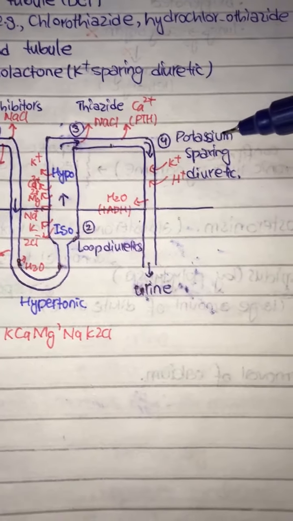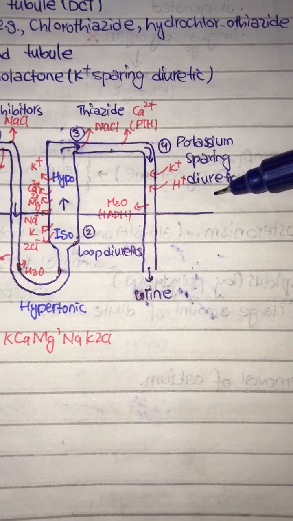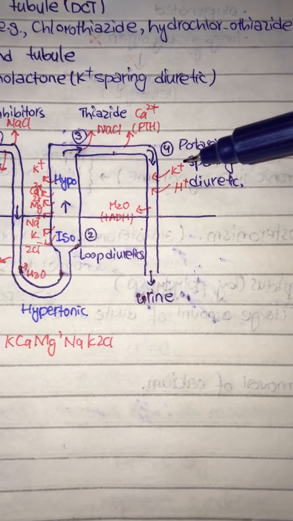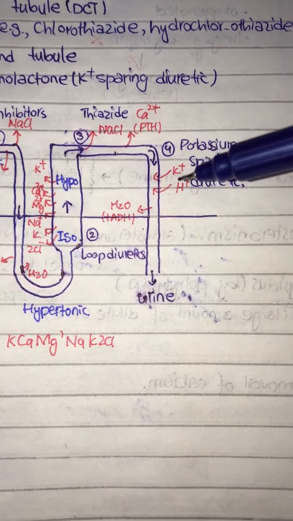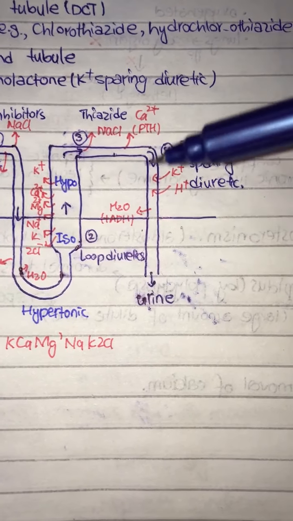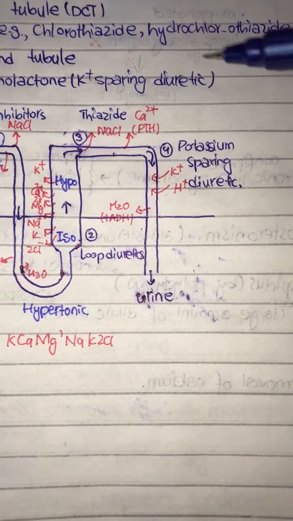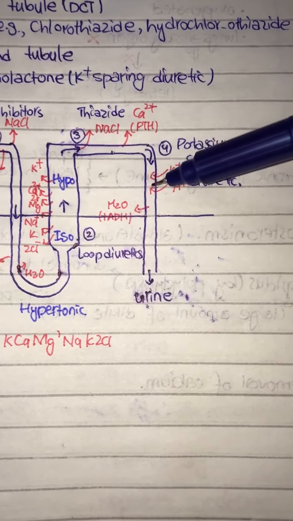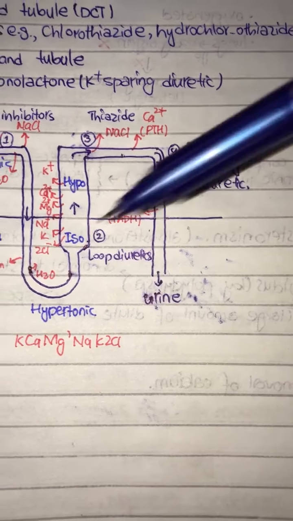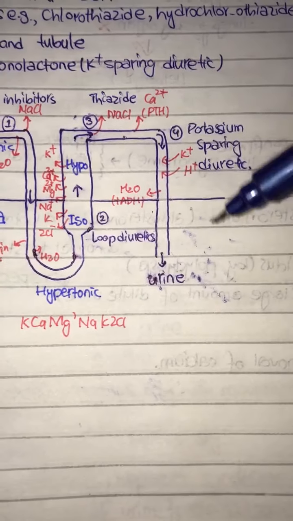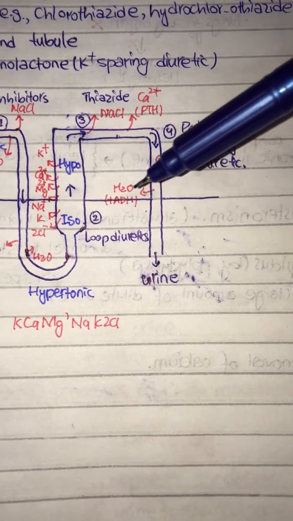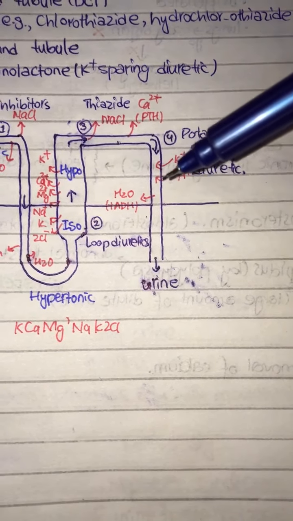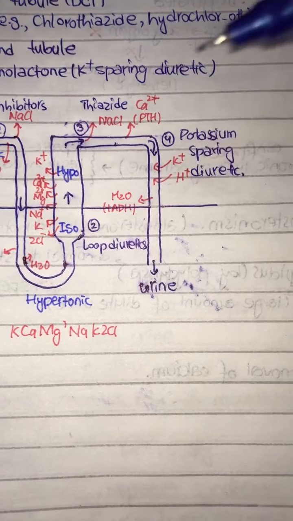Moving to the next, we have potassium-sparing diuretics. Here the conservation of potassium and hydrogen happens, so with the preserving of potassium, the blood pressure will be reduced. Moving to the next, this is the cortex and this is the medulla. Here antidiuretic hormone acts, which ensures the reabsorption of water.